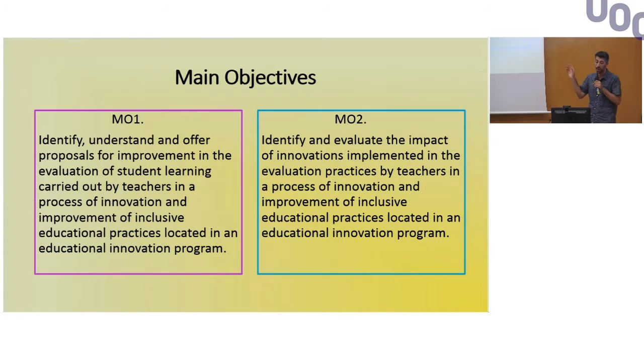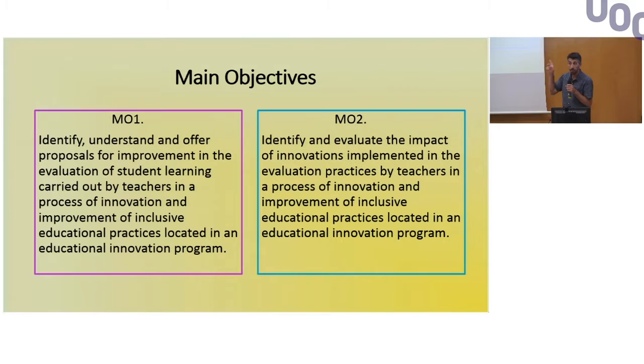So this thesis is structured around two main objectives. The first one is to identify, understand, and offer proposals for improvement in the evaluation of the students' learning carried out by the teachers in this process of innovation and improvement of inclusive educational practice. And the second main objective is to identify and evaluate the impact of the innovation implemented in the evaluation practice by these teachers in this process.